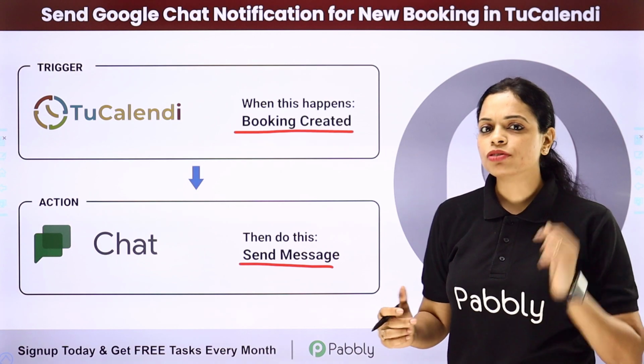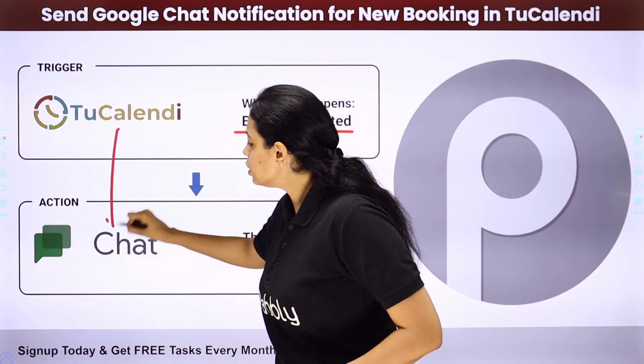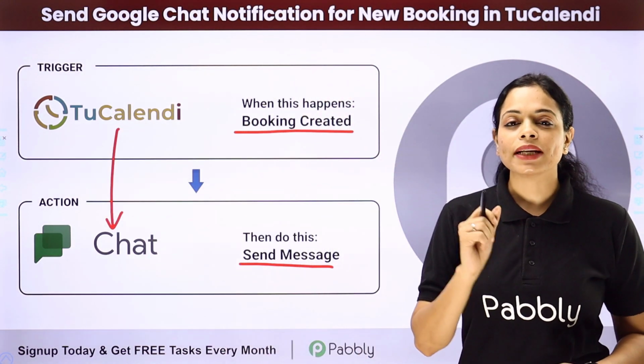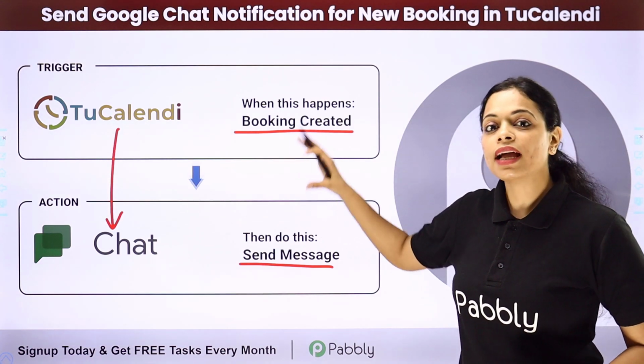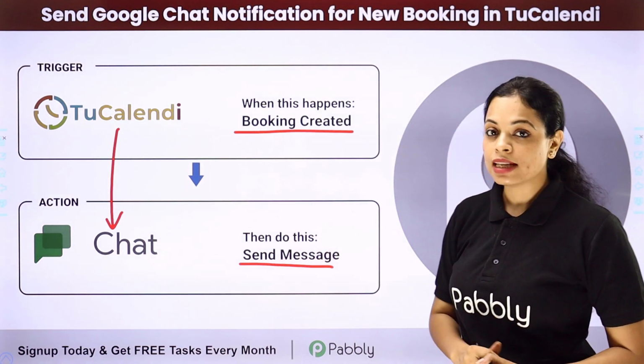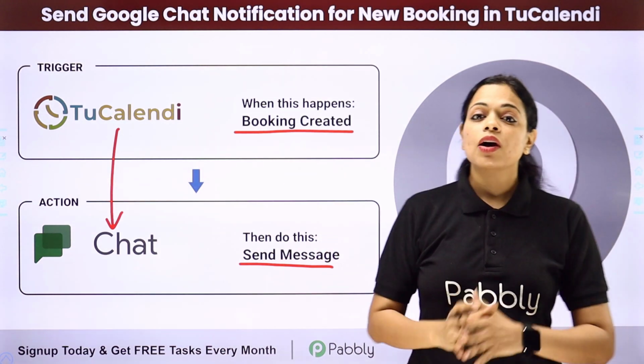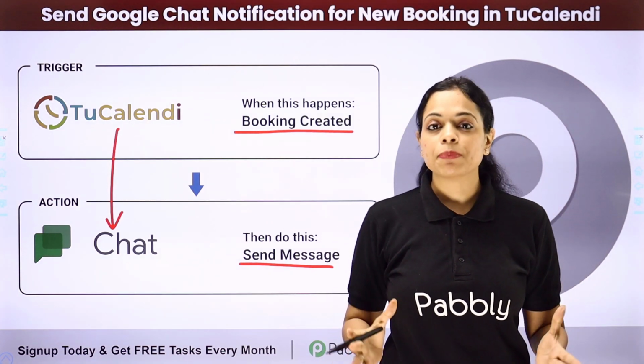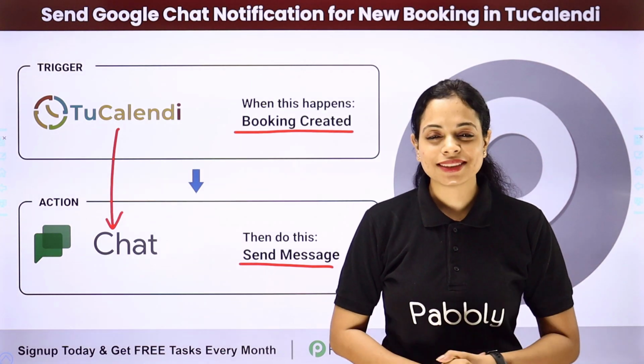How can that happen? For this, we will be integrating these two applications using Pabbly Connect. So my trigger here will be TuCalendi and my action here will be Google Chats. Now to understand how you can integrate and automate this entire process, let me take you to my screen.